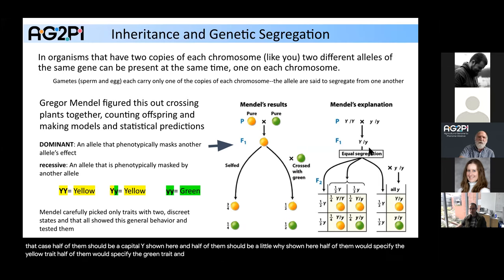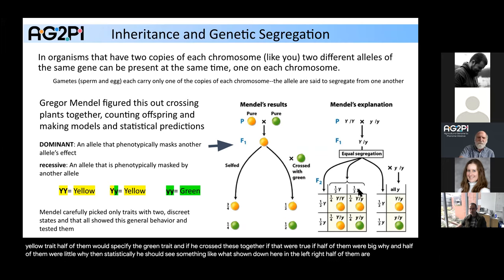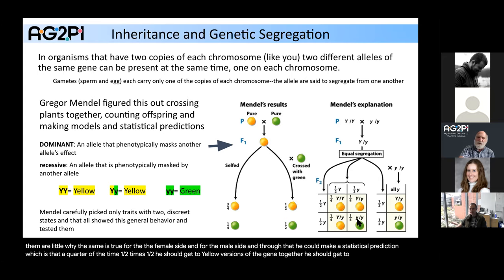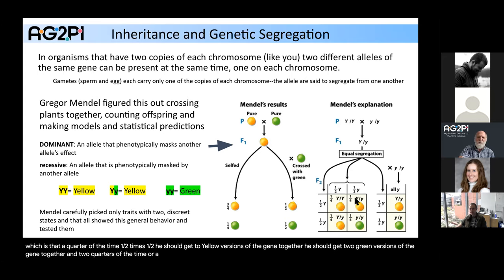And if he crossed these together, if that were true, if half of them were big Y and half of them were little y, then statistically, he should see something like what's shown down here on the left, right? Half of them are big Y, half of them are little y. The same is true for the female side and for the male side. And through that, he could make a statistical prediction, which is that a quarter of the time, half times a half, he should get two yellow versions of the gene together. A quarter of the time, he should get two green versions of the gene together. And two quarters of the time, or a half of the time, he should get one of each. And in that one of each case, just as he saw back here, those should also be yellow.